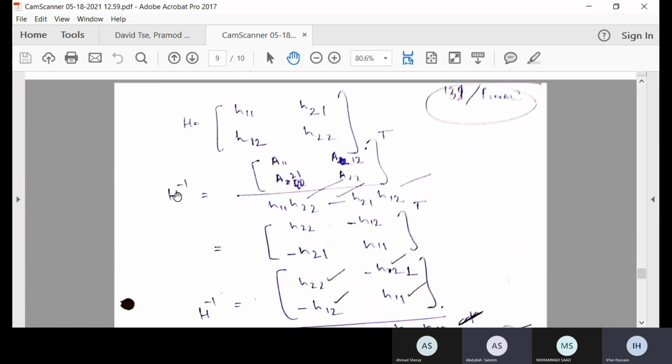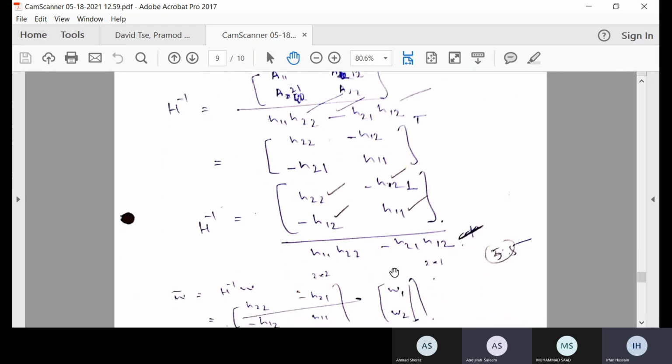Now we need to find the H inverse. So how can we find the H inverse? We know that if we have this H matrix, we will just replace all the elements by their cofactors, take their transpose, and divide by its determinant. So the determinant is just H11 H22 minus this thing, and then the cofactors will be A11, A12, A21 and A22. So what is A11? A11 is just H22. What is A12? A12 is minus H21. The A21 cofactor will be minus H12, and the A22 cofactor will be just H11. I take its transpose, this comes here and this comes here, so I get this matrix.